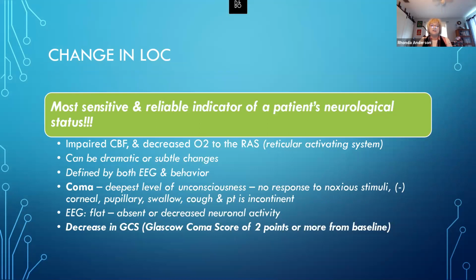So change in level of consciousness, again, is the most sensitive and reliable indicator of a patient's neurological status. Anytime you've got an impairment in cerebral blood flow, then you're going to have a decrease in oxygen to the reticular activating system, which is deep in the midbrain. So this can interfere with the patient's ability to respond to his or her environment. It can be dramatic or it can be subtle. And it can be defined by their behaviors, as well as if we had them attached to an EEG, you'd see a change in the brain activity patterns.